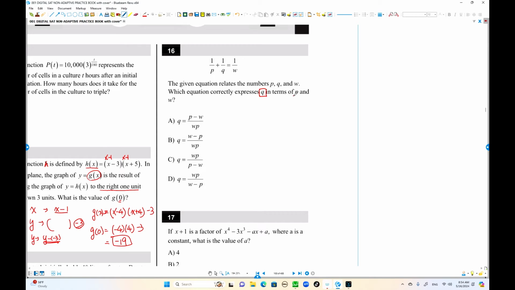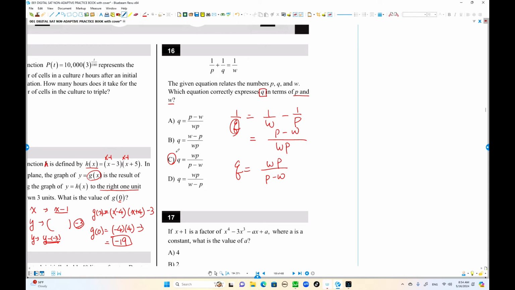Q in terms of P and W. So 1 over Q equals 1 over W minus 1 over P. But they are all single fractions, so common denominator WP, P minus W. What is Q? Reciprocal. Okay, flip the number. WP over P minus W, okay?